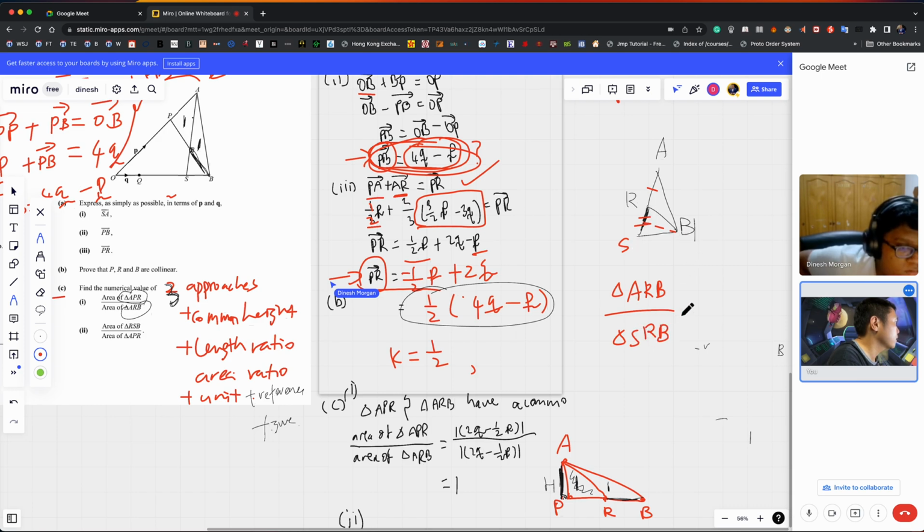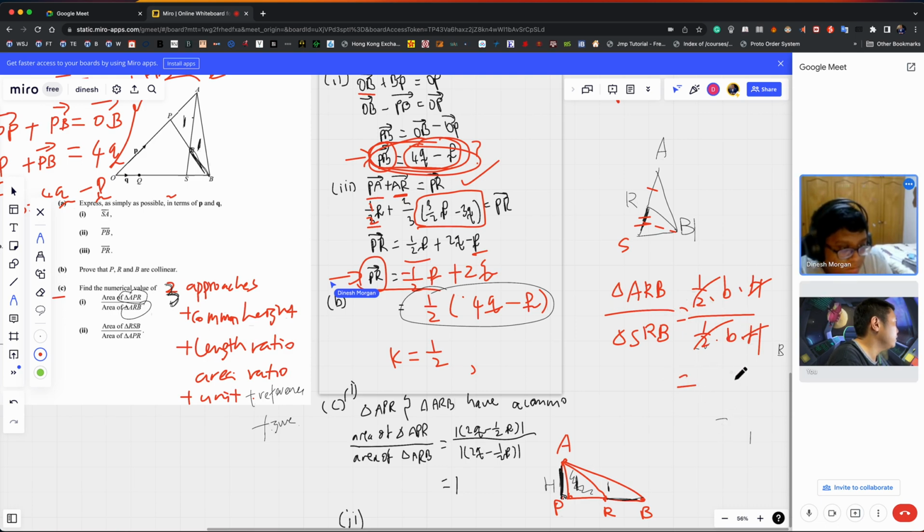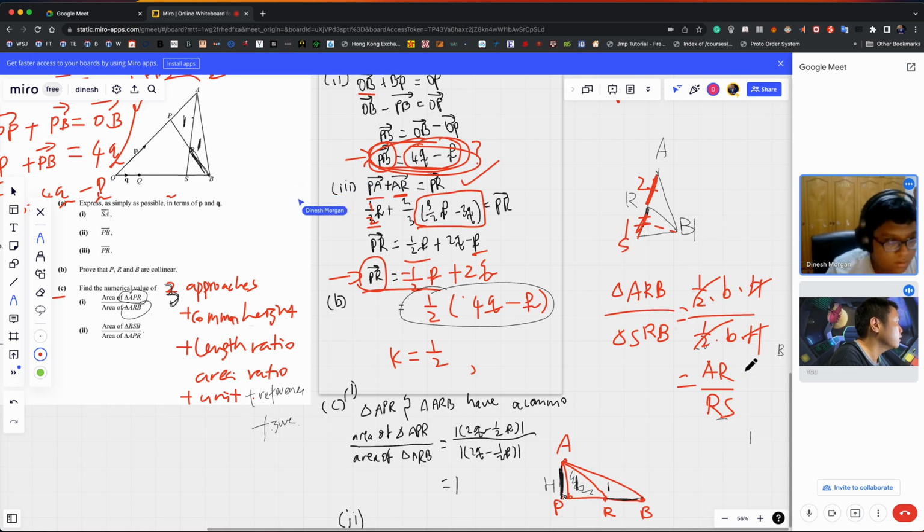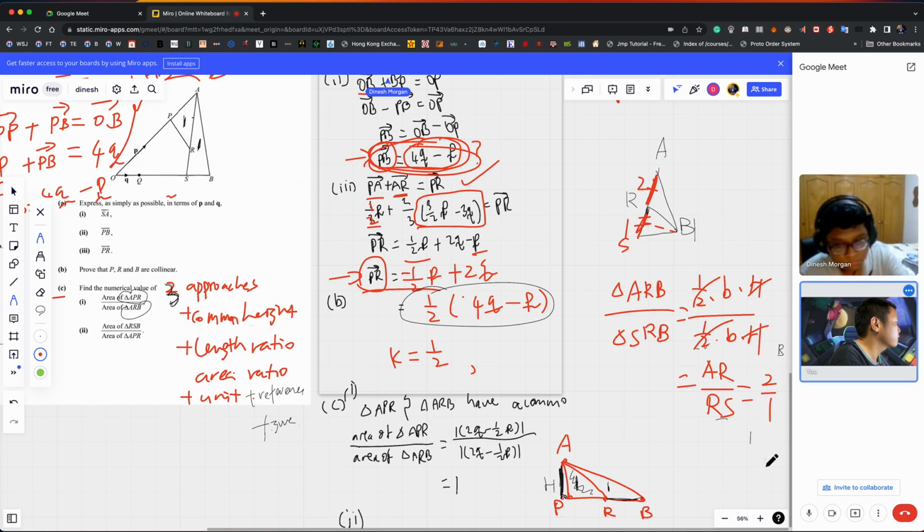So triangle ARB to triangle SRB is half times base times height over half times base times height. Once again, half and height cancel, right? The base for ARB is AR, which is here, and the base for SRB is this RS. AR is 2, and this is 1. So it's 2 to 1. In a way, the area ratio is actually 2 to 1. Okay, good. So done.